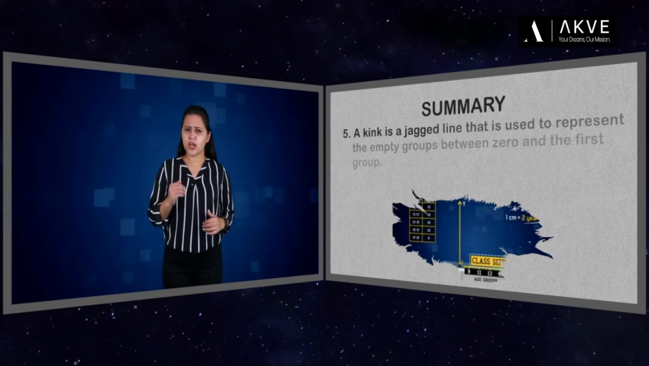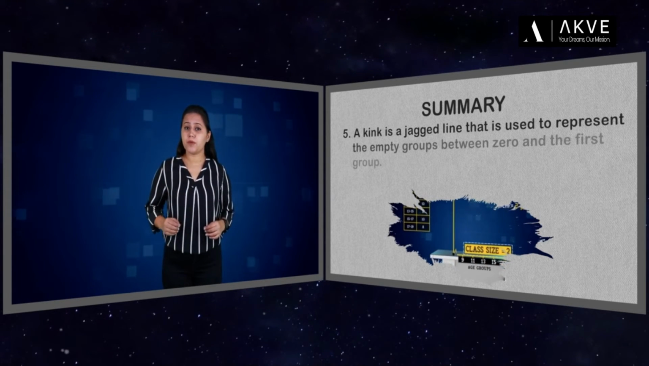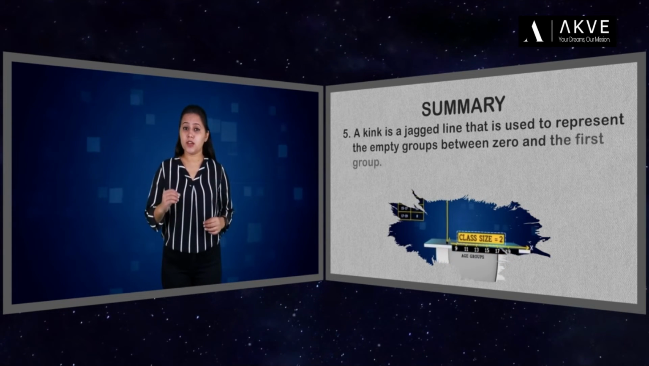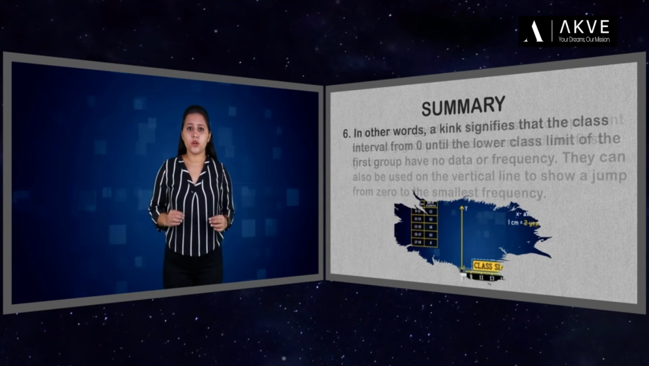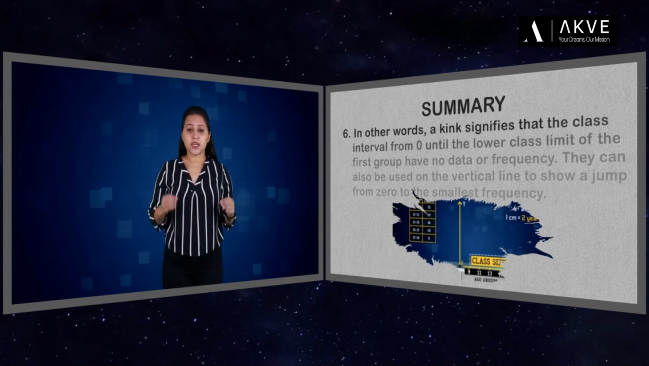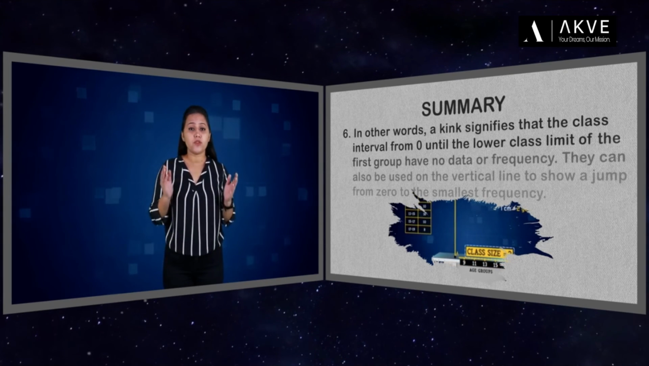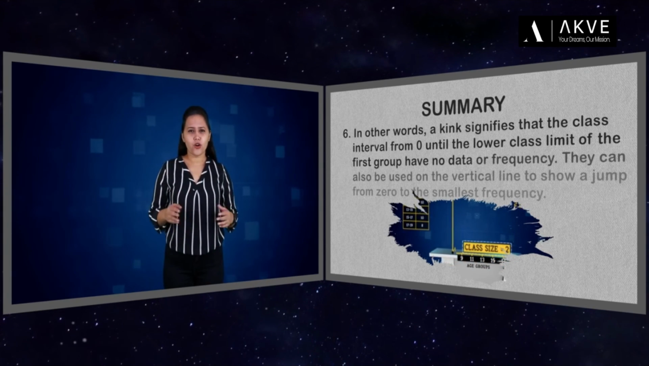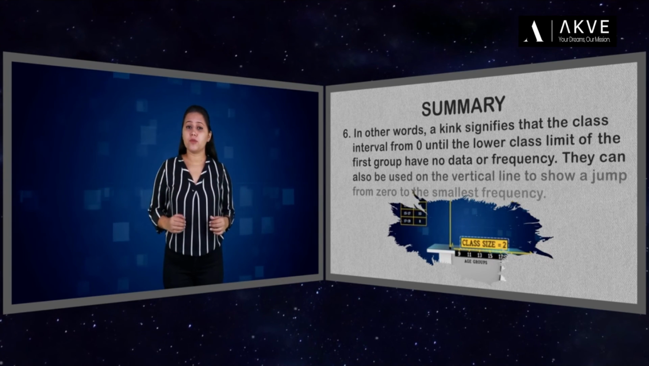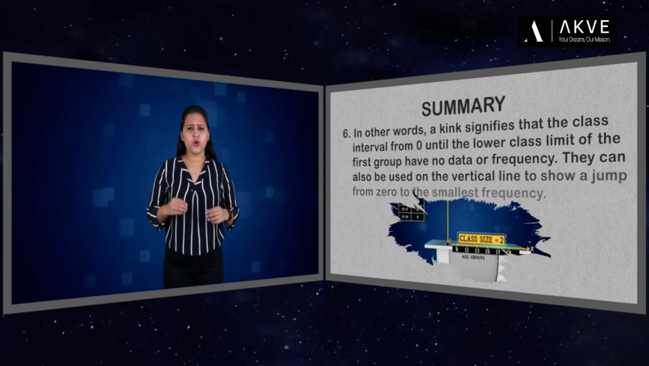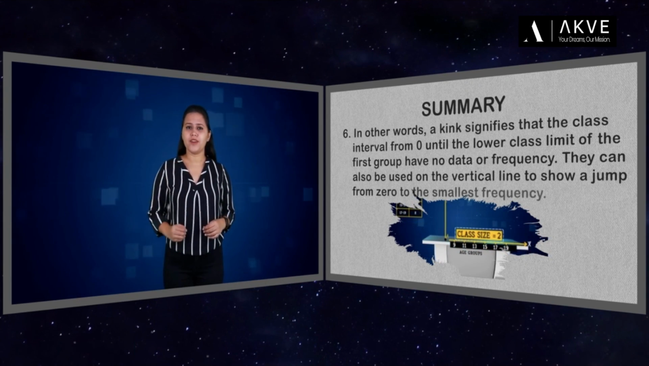A kink is a jagged line that is used to represent empty groups between 0 and the first group. In other words, a kink signifies that the class interval from 0 until the lower class limit of the first group have no data or frequency. They can also be used on the vertical line to show a jump from 0 to the smallest frequency.